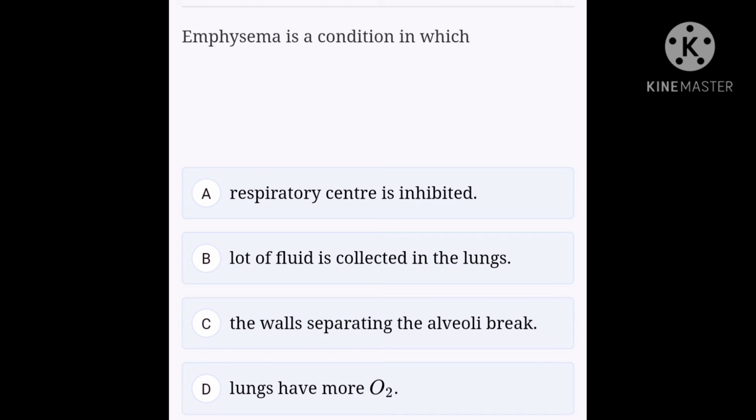Next question. Emphysema is a condition in which: option A, respiratory center is inhibited; option B, a lot of fluid is collected in the lungs; option C, the walls separating the alveoli break; option D, lungs have more O2. Option C, the walls separating the alveoli break, is the right option.